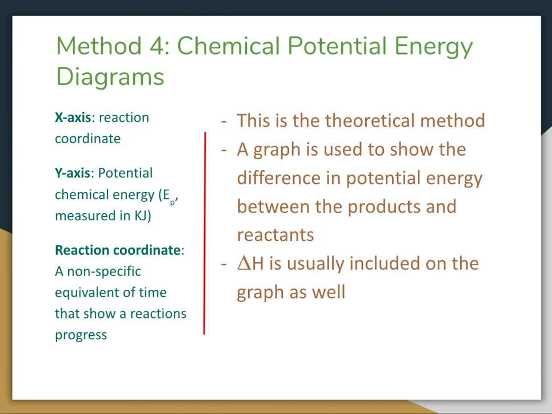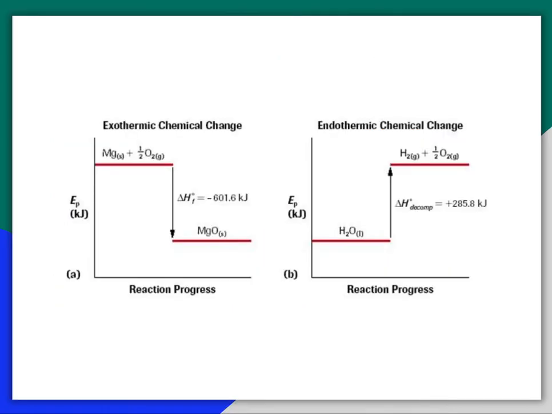Our y-axis is then our potential chemical energy, our EP, which is measured in kilojoules. Note again, not every one of these diagrams has numbers on the side. That's okay. We've actually counted the numbers in here by including delta H. But we're trying to communicate, okay, where's the energy going? Is the energy going in or is the energy going out? And we can see that in terms of, are the reactants higher or are the products higher?